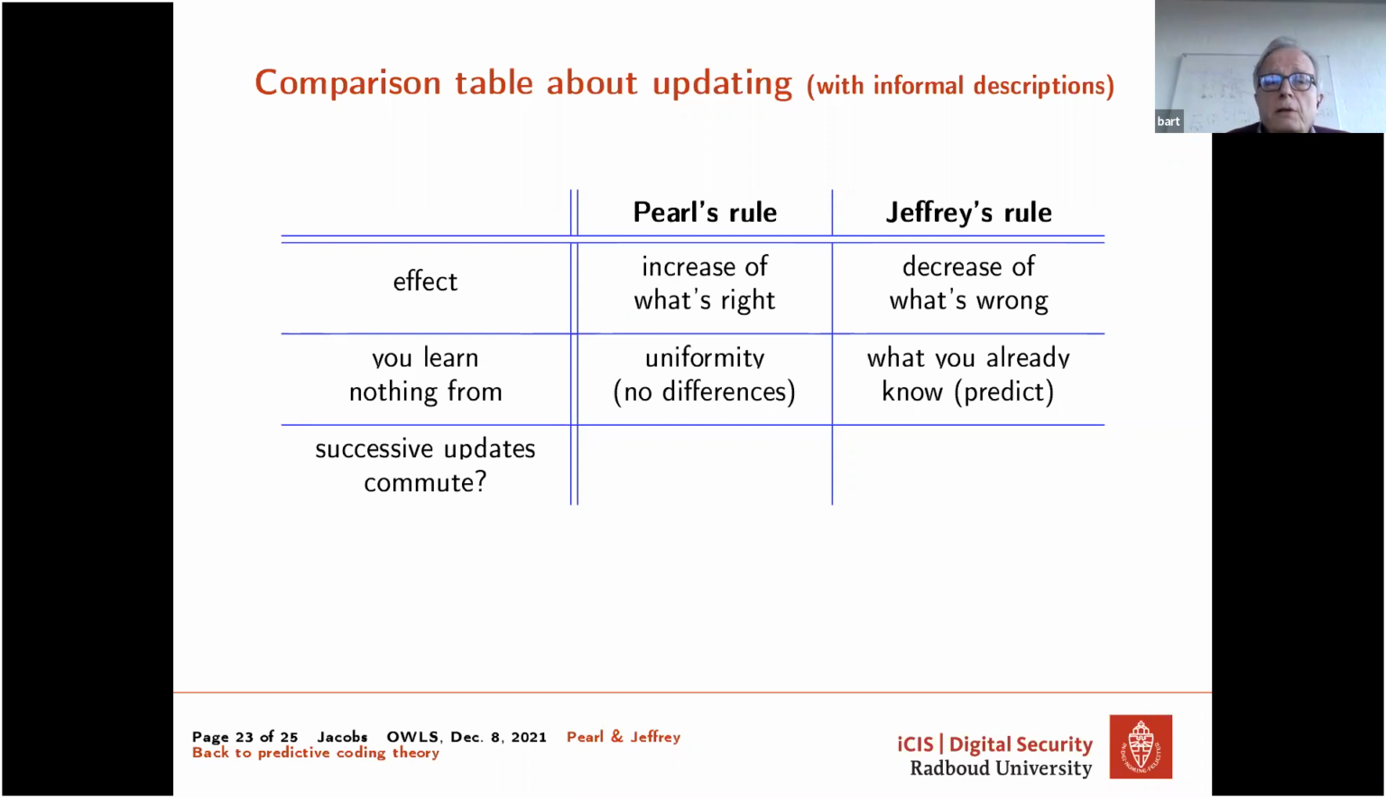Now let's look at successive updates. In Pearl's case, they commute. So if you're given two pieces of evidence, the order in which you use them for learning does not matter, which is a phenomenon well known in Bayesian updating. In Jeffrey's rule, they don't commute, so the order of updating does matter. So you get some non-commutativity, maybe unpleasant, well, maybe not. But these are mathematical differences.